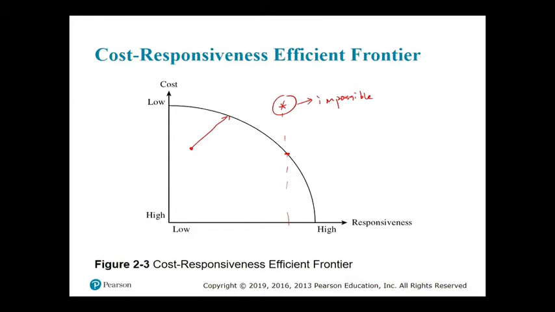The other scenario is this company is already on this efficient frontier. That means I cannot strictly improve the performance on both measures, right? In order to improve one, say I want to improve responsiveness, I have to sacrifice cost. So which direction makes sense depends on your competitive strategy.